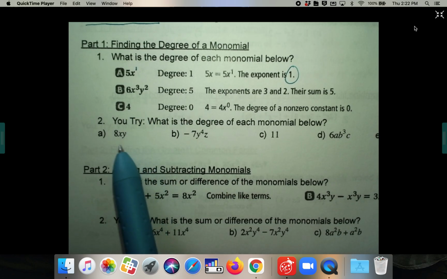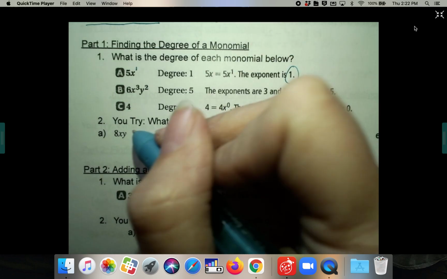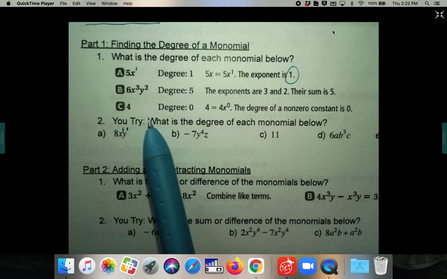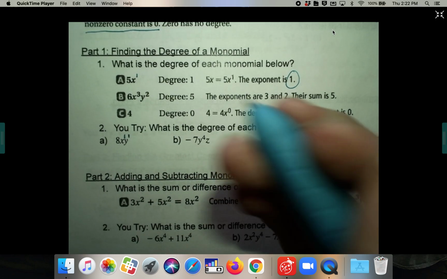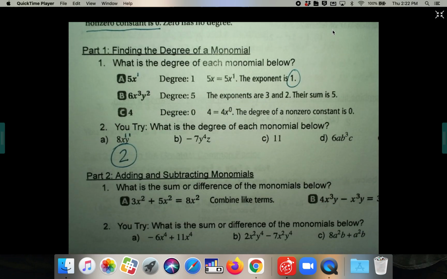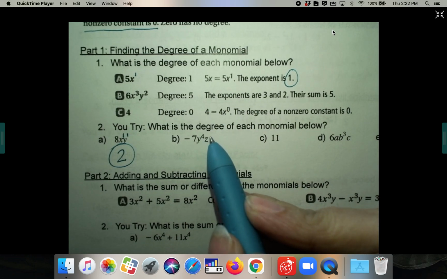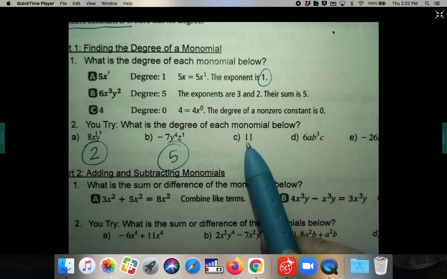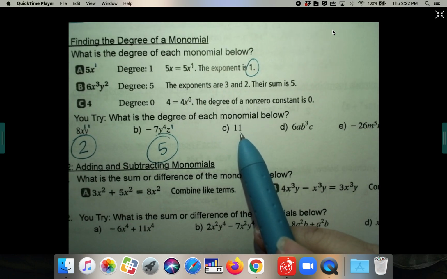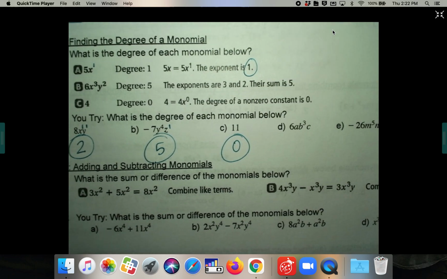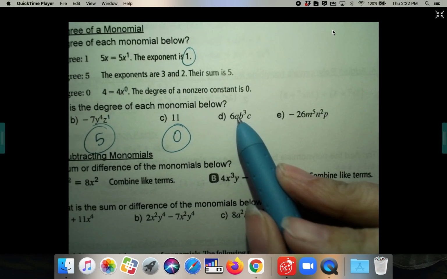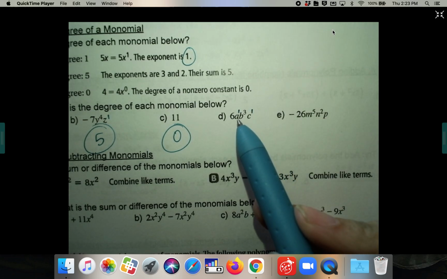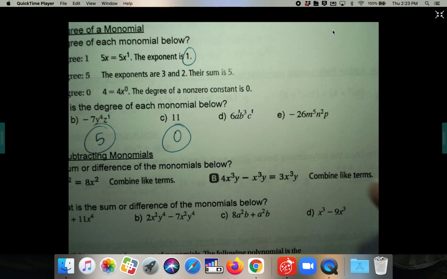Okay, so let's try these. 8xy. Remember, the x has a hidden invisible 1 and the y also has a hidden invisible 1. So when you add that up, 1 plus 1 is 2. So the degree is 2. This second one, we've got a 4 and a hidden invisible 1. 4 plus 1 is 5. All right, here's our constant, and a constant with no variable has a 0 degree. D, 6a has a 1, b has a 3, and c has a hidden invisible 1. So we're going to add those all up. 1 plus 3 plus 1 is 5.